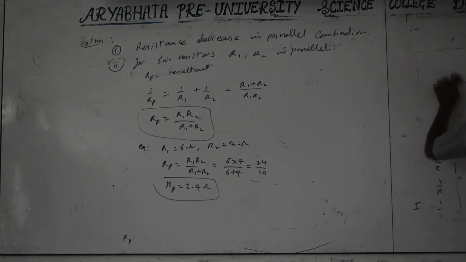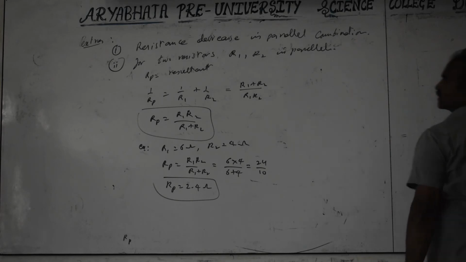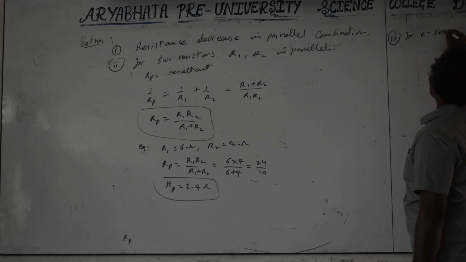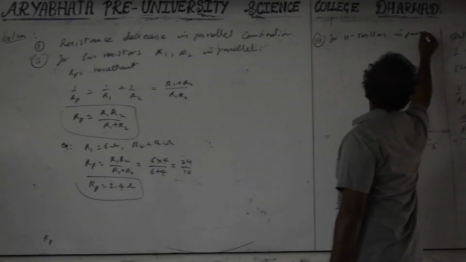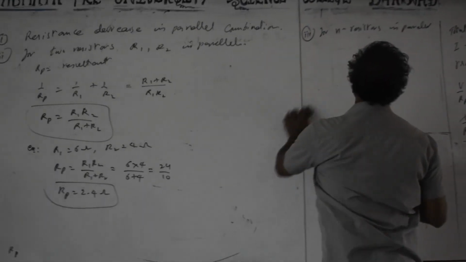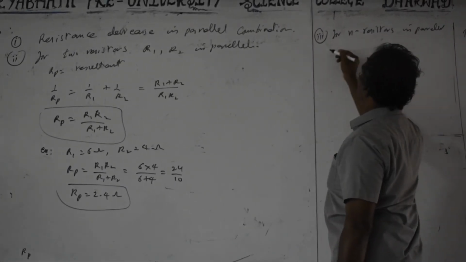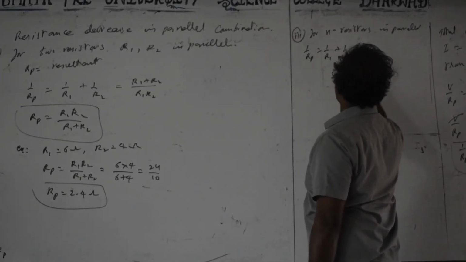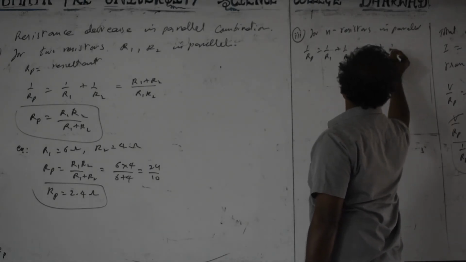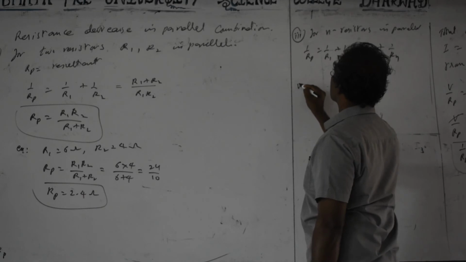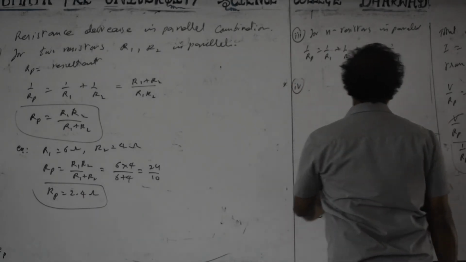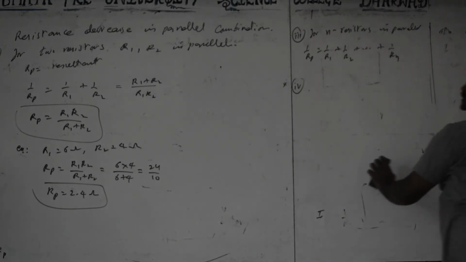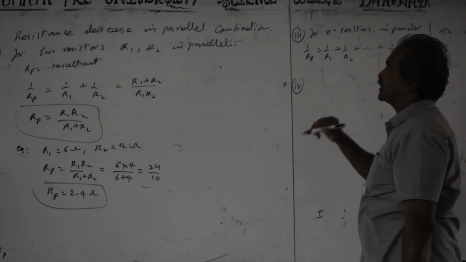If you take n resistors in parallel, then for R1, R2 and so on, the resultant is 1 by R parallel equal to 1 by R1 plus 1 by R2 plus and so on. If you take n identical resistors, this word identical is important, what happens to the resultant? And one more thing, we will discuss ratios: the ratio of the resistances, which is also important, and the ratio of the currents.